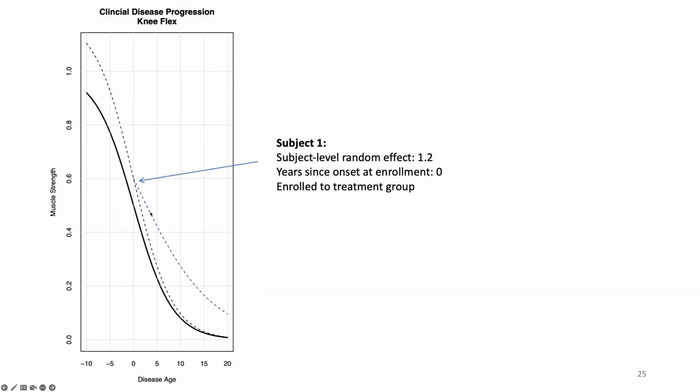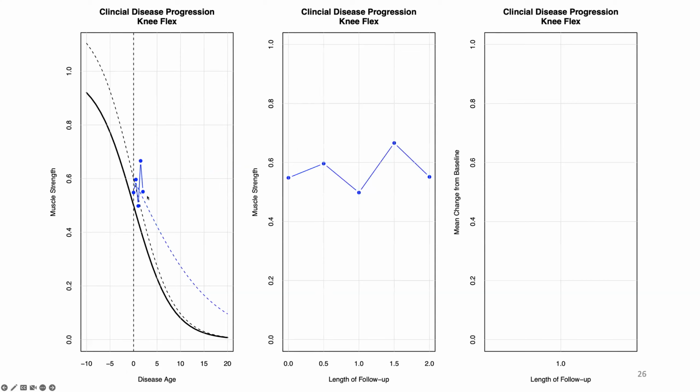And then we also have some understanding of measurement error or variability. So we can sample around this blue line with some sort of measurement error and get the following trajectories. So what we would actually observe in our clinical trial, say we're doing a 2-year trial, is the following data. Measurements around 60% for knee flex.